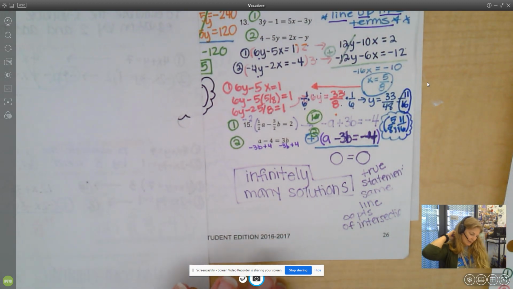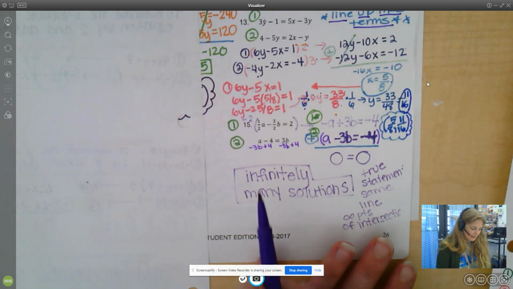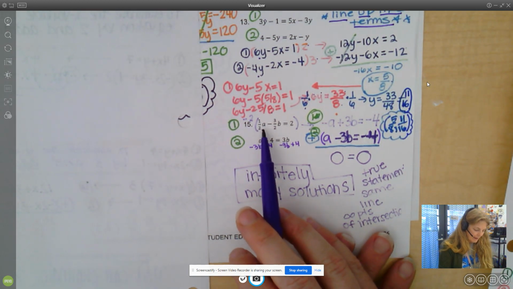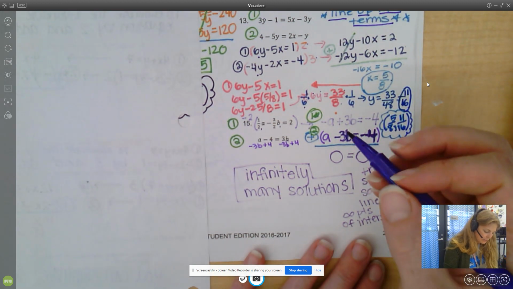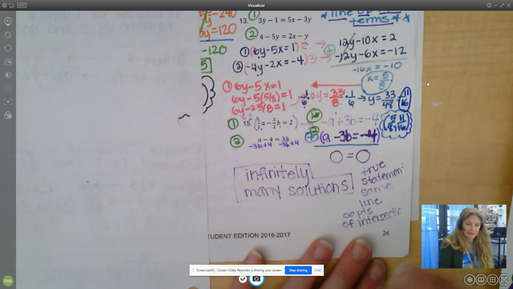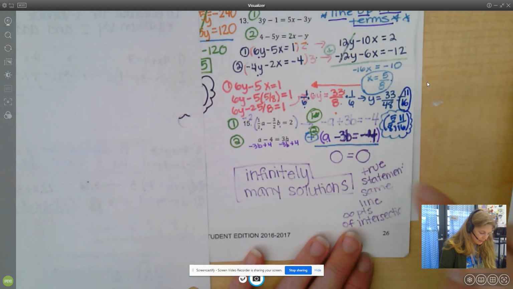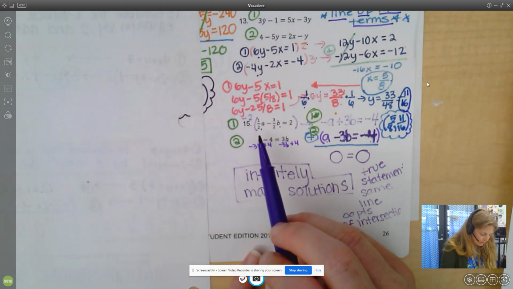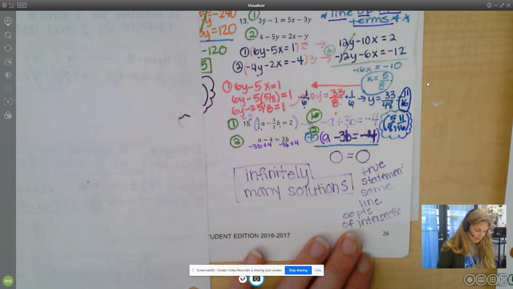Number 15, here I decided to take a look. I had A and B on both sides here. So I rewrote equation 2 to be A minus 3B is equal to -4. And from here, I notice that if I multiply the top equation by -2, I get -A plus 3B equals -4, and I get a true statement.